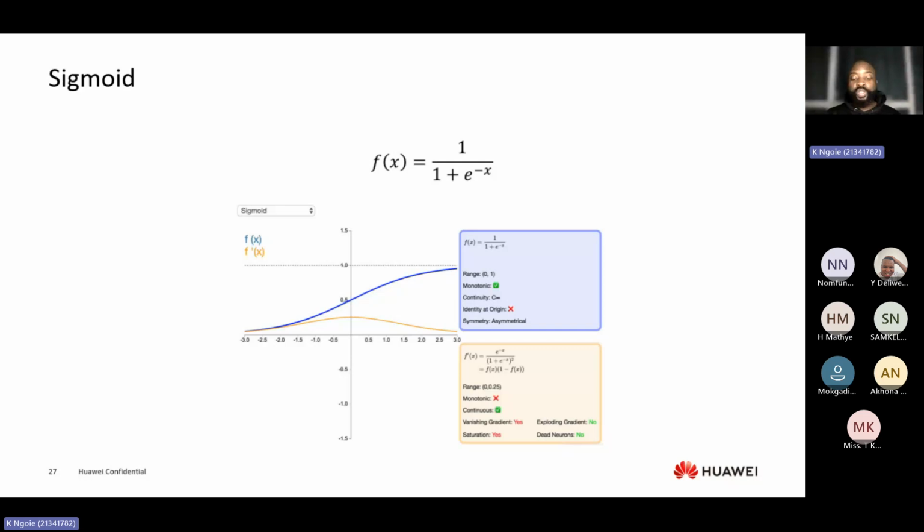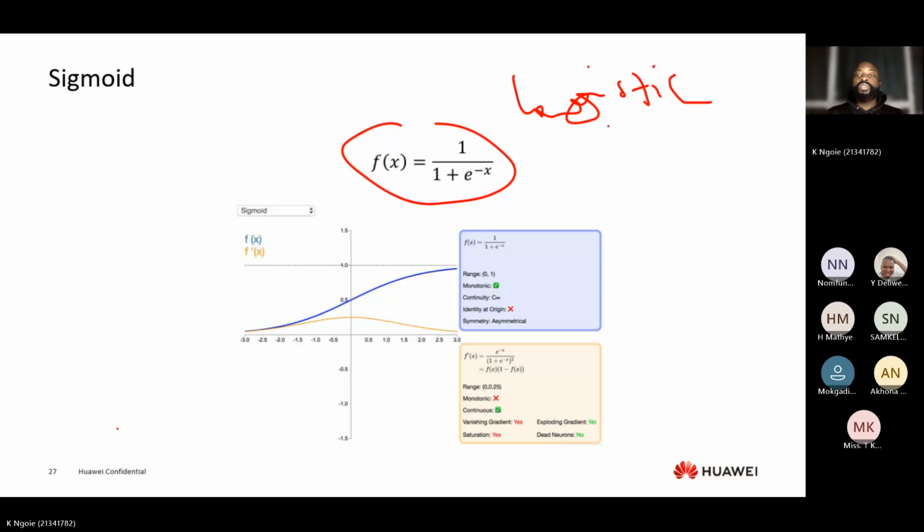All right. So the first one that we're going to see will be the sigmoid function. First of all, the sigmoid is represented by this. This is the formula behind the sigmoid function. This function is also known as a logistic function. They can also call it a logistic function.